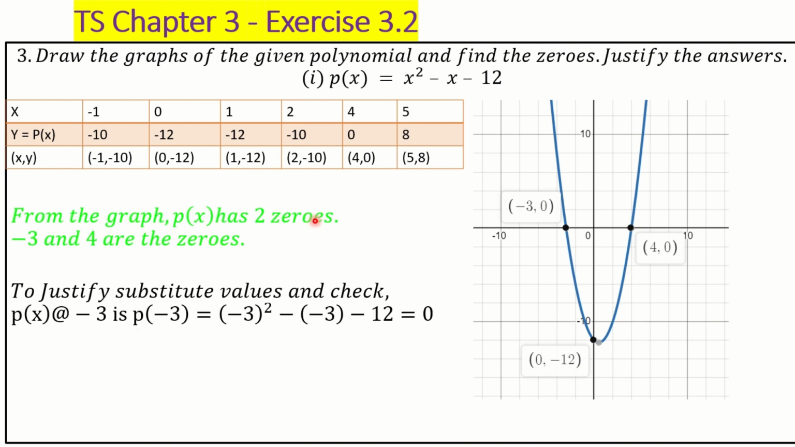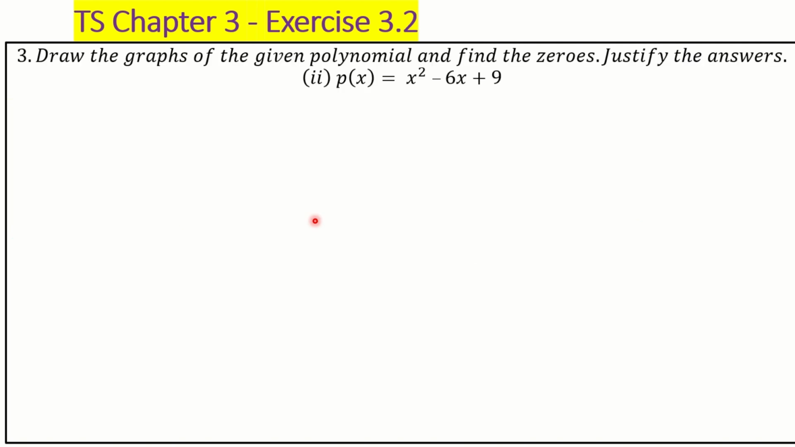And how to justify? You substitute and see. We know a quadratic polynomial can have at most two zeros. If these are the two zeros, then we don't need to search for others, right? So p of minus 3 equals 0, p of 4 equals 0. So we verified it. Next.